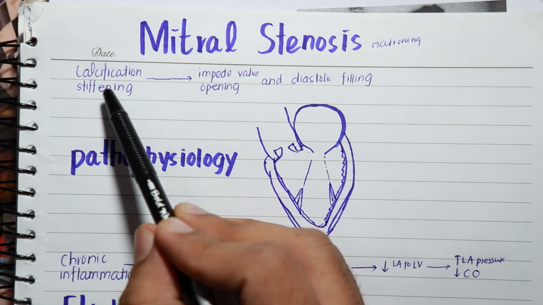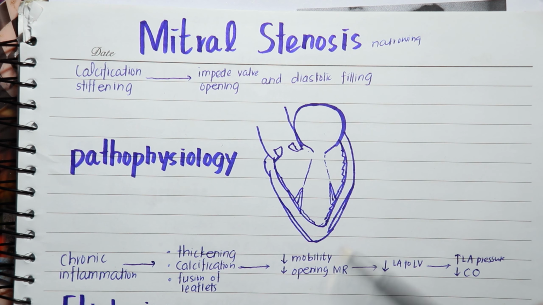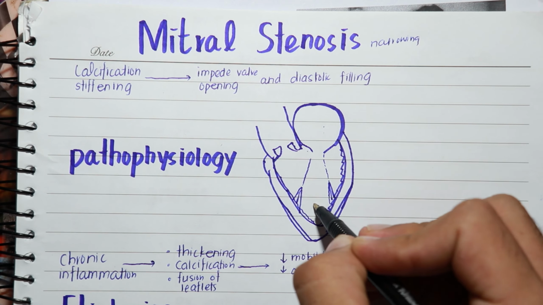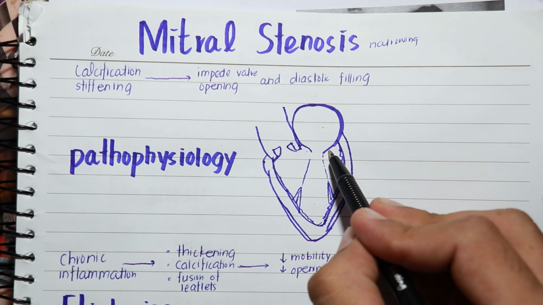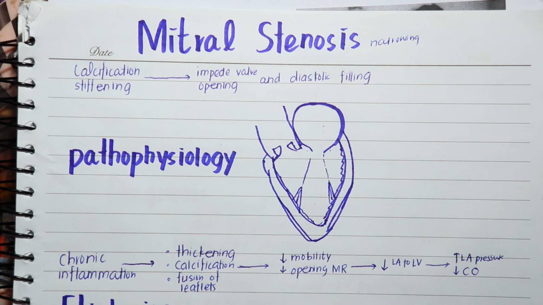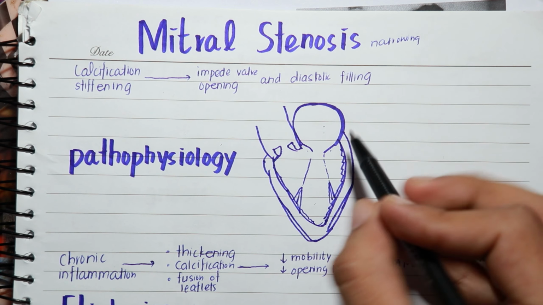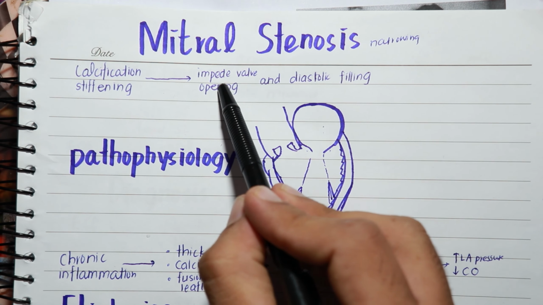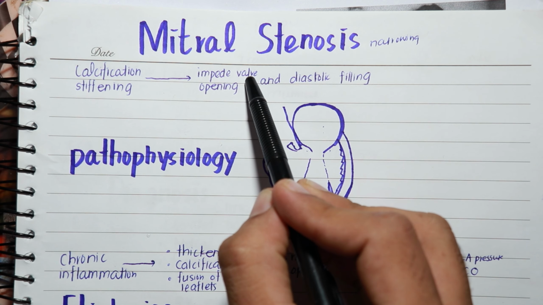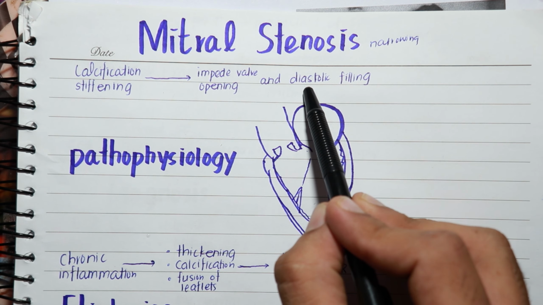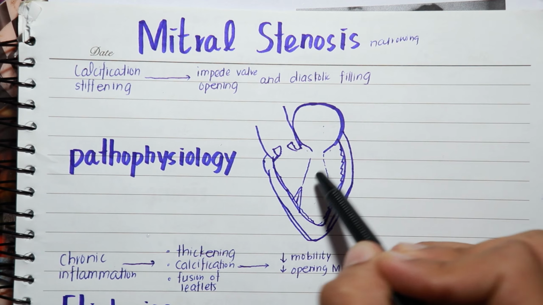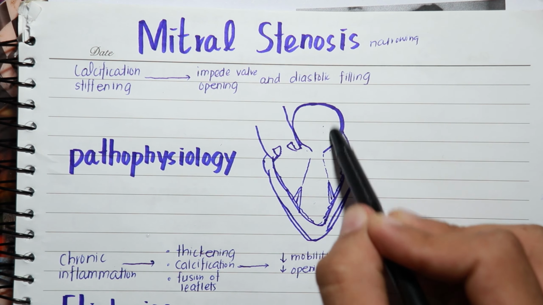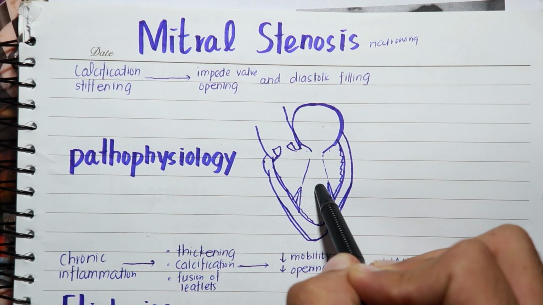So, introduction: it is calcification and stiffening of this mitral valve. This is the left atrium, this is the left ventricle, this is the left side of the heart. This valve is the mitral valve, and when there is calcification and stiffening, calcification means it is a process in which calcium is incorporated into this valve and slowly it becomes stiffened. Then it impedes valve opening, meaning the valve does not open normally and there is abnormal diastolic filling. Normally in diastole, the left atrium contracts and blood comes to the left ventricle, but when it contracts, the blood does not come into the left ventricle.